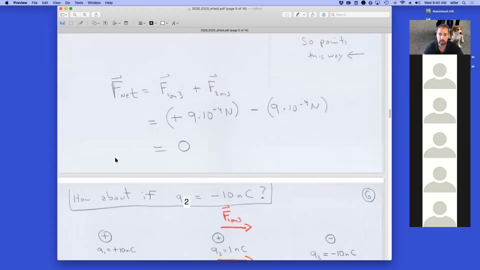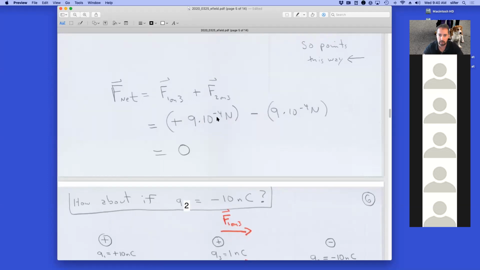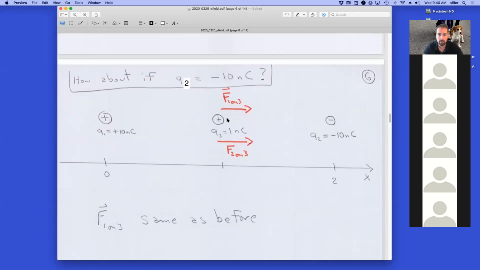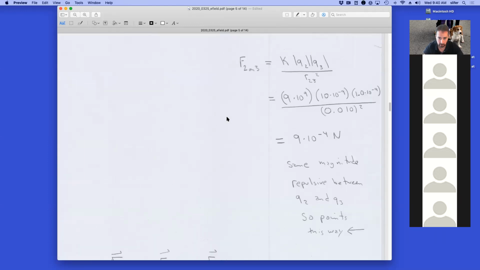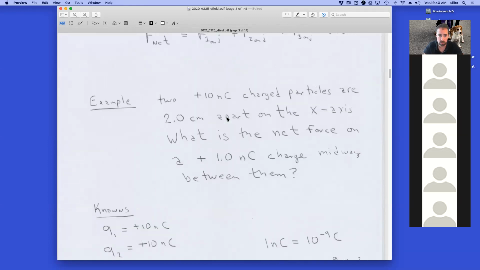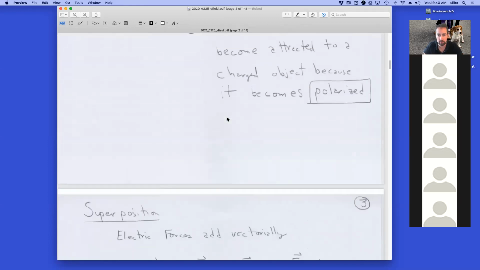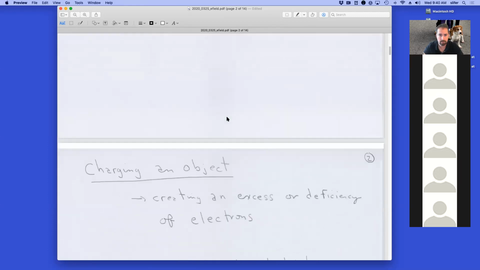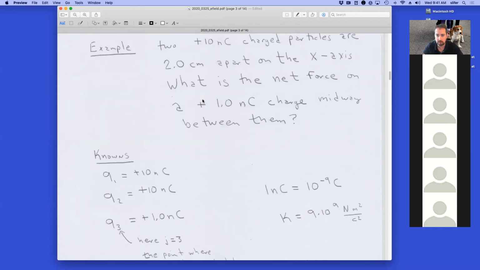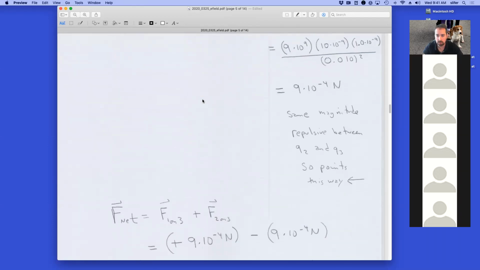It's the same number I got the first time, plus 9 times 10 to the negative 4 newtons to the right. And F2 on 3, well, if I go back slowly here, bear with me so I don't get you seasick by scrolling too fast. If I go back to Newton's law, I keep saying Newton's law, I'm very sorry, it's Coulomb's law. If I go back to Coulomb's law, the magnitude doesn't care whether this is a plus or minus. So even though I've changed that 10 to a negative 10, I'm still going to get the same magnitude.